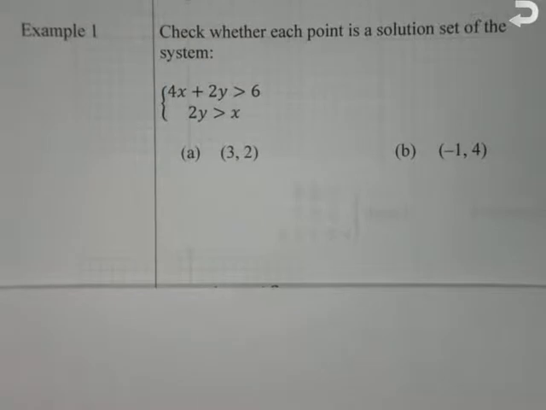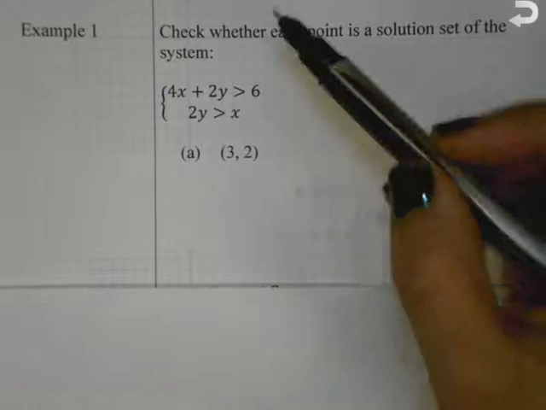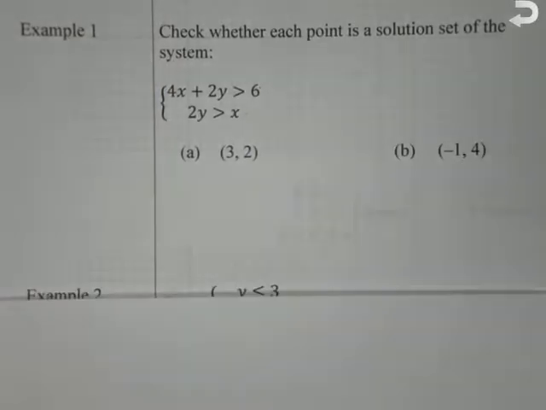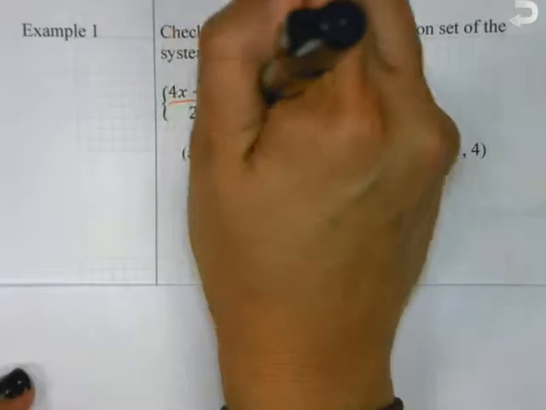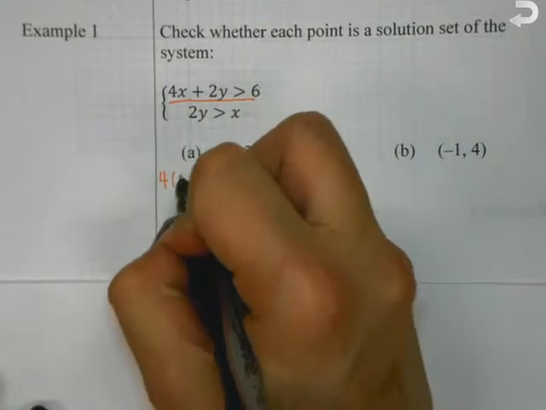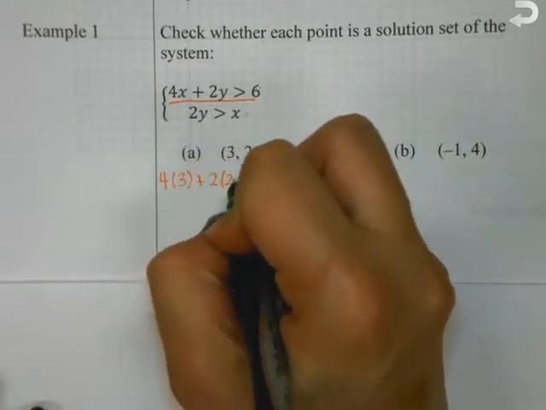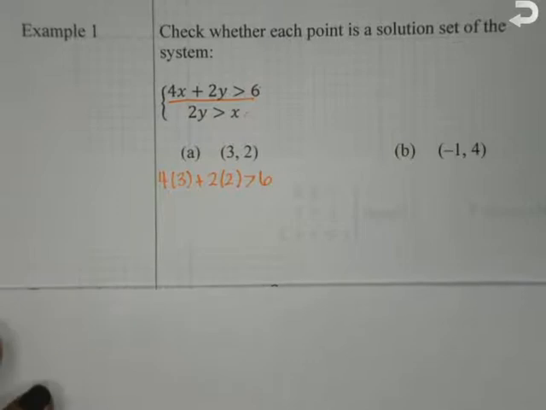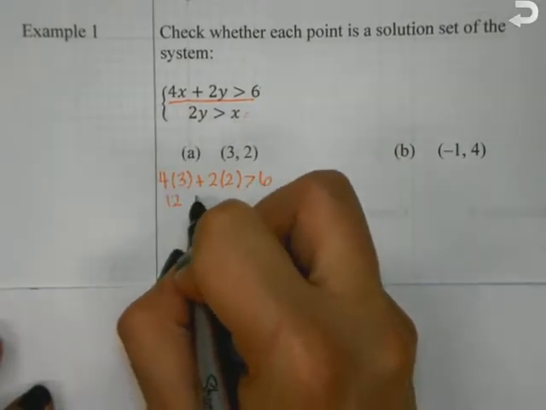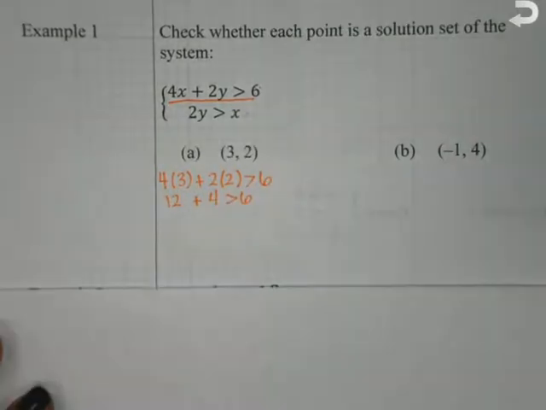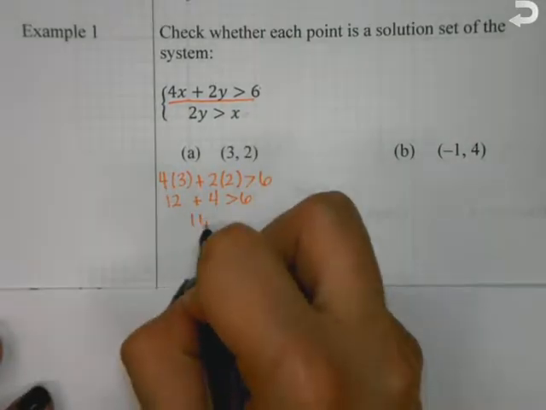You just plug it in and check for a true statement. But we have two inequalities this time. So I'm going to have to plug in this point twice. And it needs to be true for both of them. Okay? So let's plug it into the first inequality first. So that's going to give me 4 times 3 plus 2 times 2 greater than 6. 4 times 3 gives me 12, plus 2 times 2 gives me 4 greater than 6. 12 plus 4 gives me 16 greater than 6.